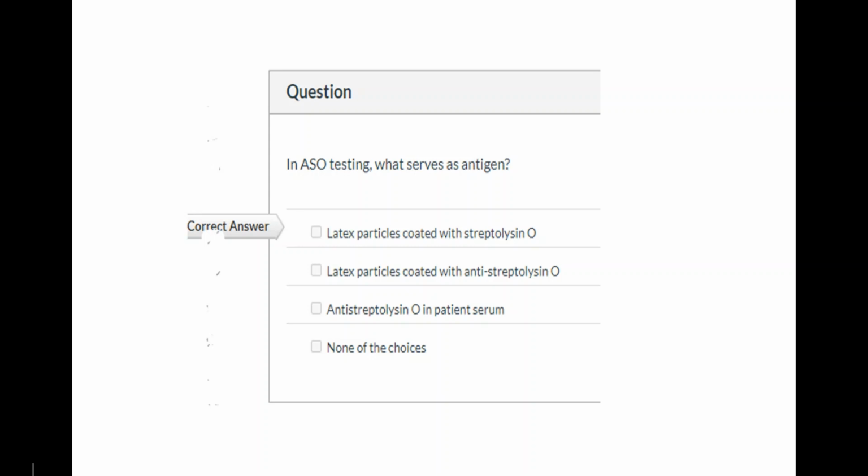In ASO latex agglutination, the purpose of the test is to detect the presence of ASO antibodies in a patient sample. ASO antibodies are directed against the streptolysin O antigen. In ASO testing, streptolysin O antigen synthetically coats the carrier particle, which is in the form of latex particles. Latex particles coated with anti-streptolysin O is not the correct answer because, again, we are to detect anti-streptolysin O in patient serum. So the antigen here is streptolysin O antigen that coats the latex particles.